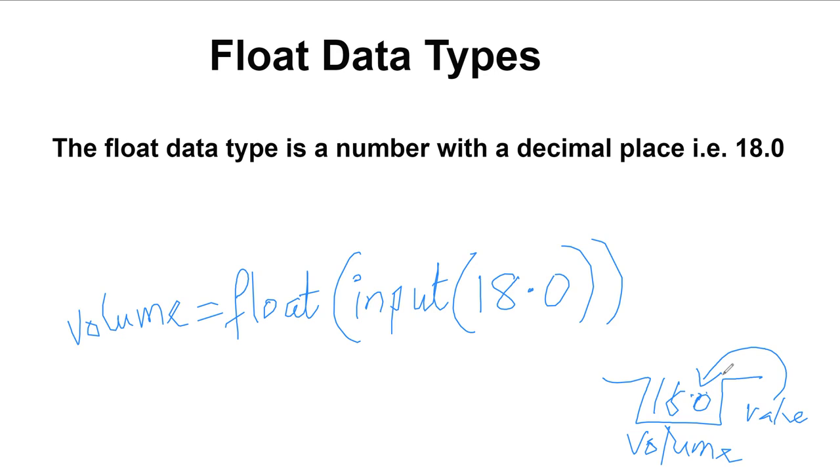Again, because input assumes by default that the data type it's receiving is a string, we have to qualify and specifically tell it, no, you will be receiving a float data type.